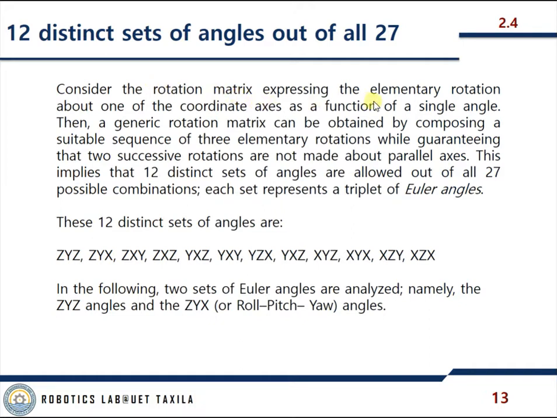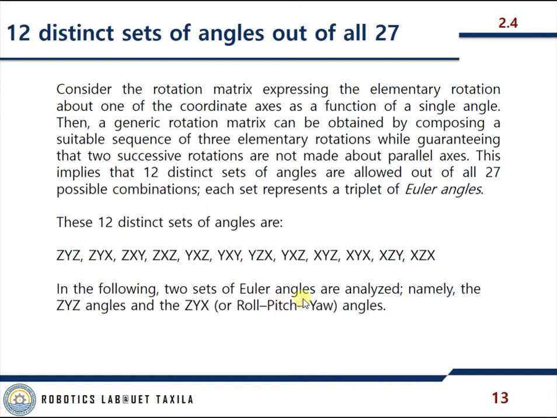Consider the rotation matrix expressing the elementary rotation about one of the coordinate axes as a function of a single angle. Then a generic rotation matrix can be obtained by composing a suitable sequence of 3 elementary rotations, while guaranteeing that 2 successive rotations are not made about parallel axes. This is important. This implies that 12 distinct sets of angles are allowed out of all 27 possible combinations. Each set represents a triplet of Euler angles. These 12 distinct sets are: zyz, zyx, zxy, zxz, yxz, yxy, yzx, and so on.